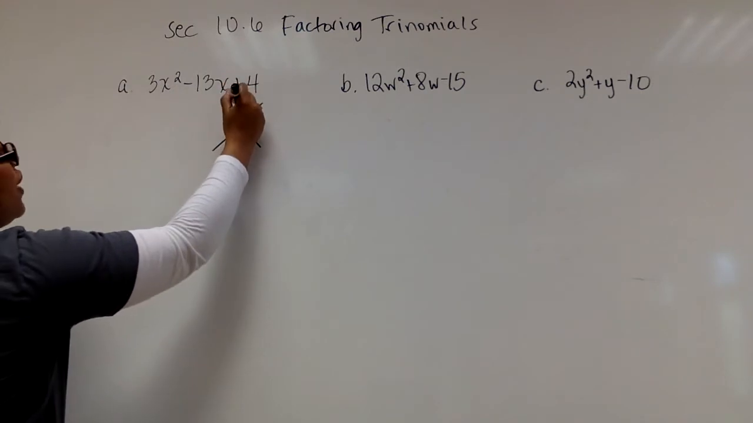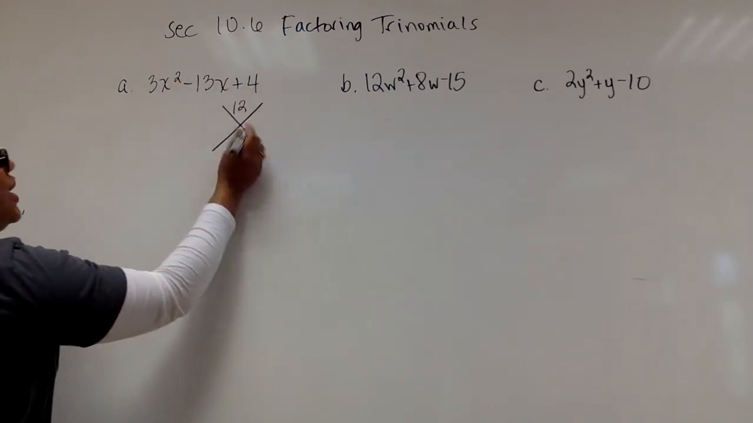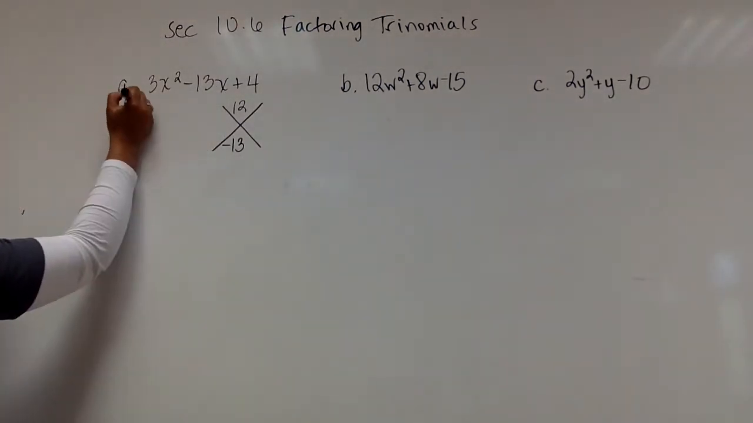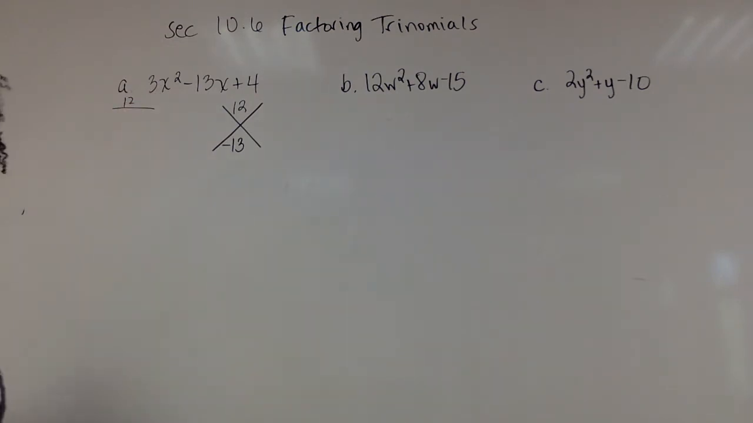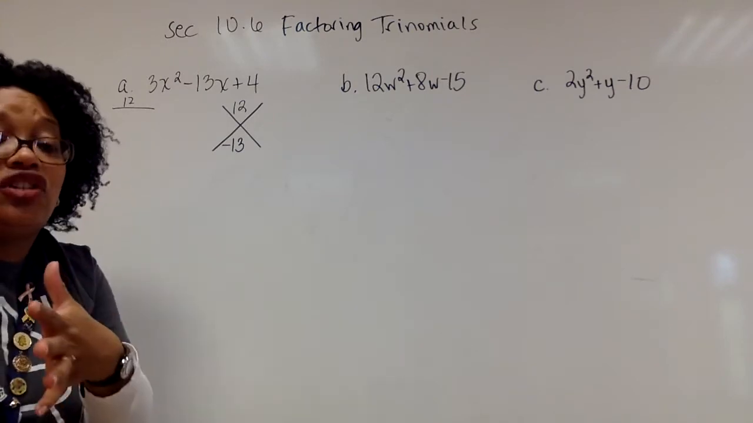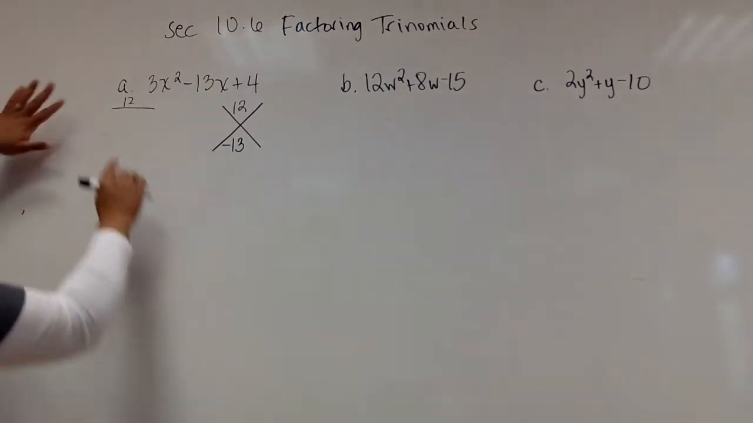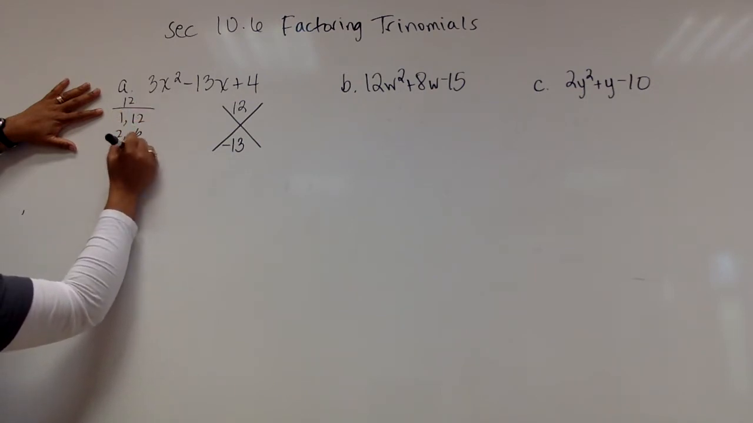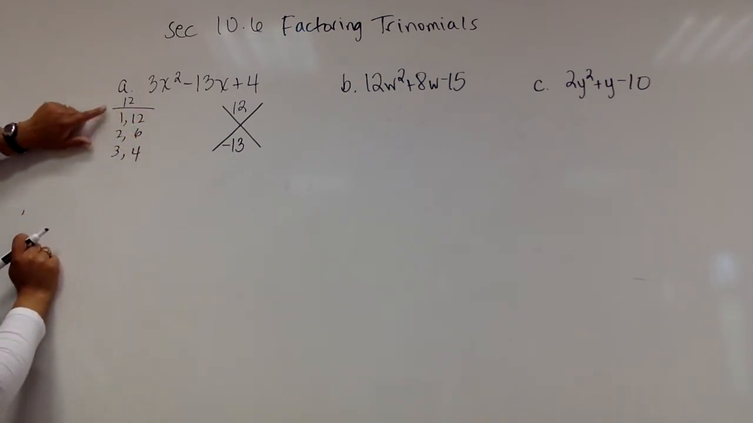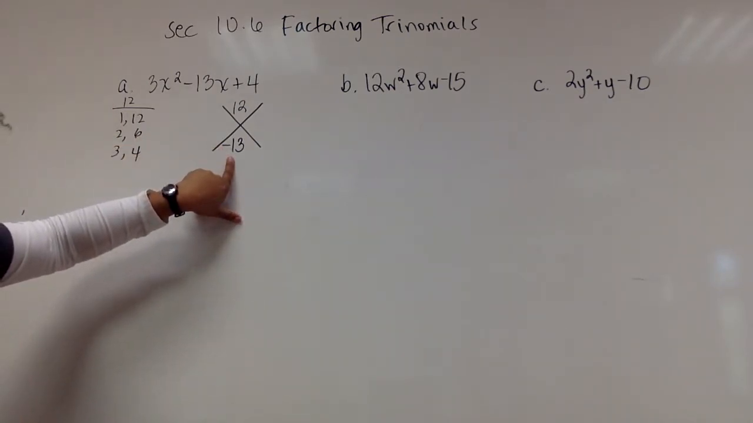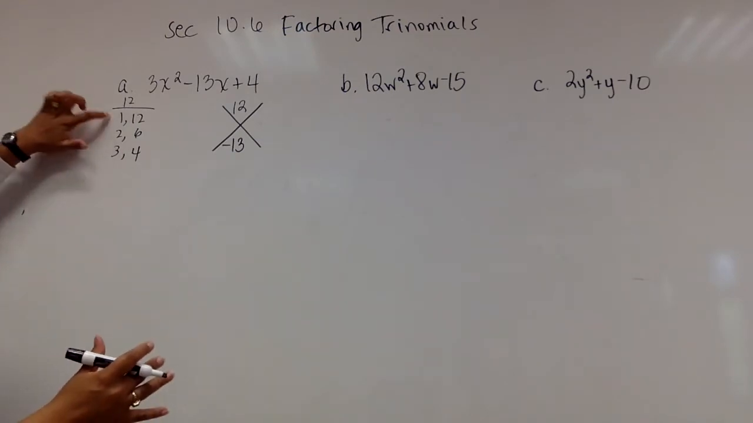3 times 4 is 12. My letter B is negative 13. We need to find factors of 12 that when I add them, give me negative 13. So if I start listing them, and y'all, this is important. If you can't do it in your head, I don't trust your head, neither should you. Write it down. So my factors of 12 are 1 and 12, 2 and 6, 3 and 4. Between these three options, which ones could give you a 13 if you added them or subtracted them? Hopefully you'll see it's the first one.